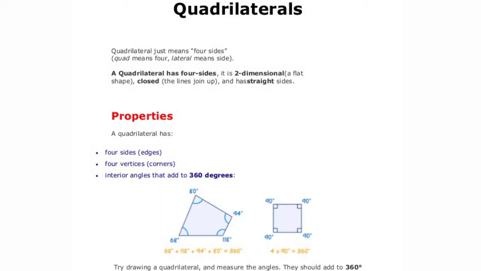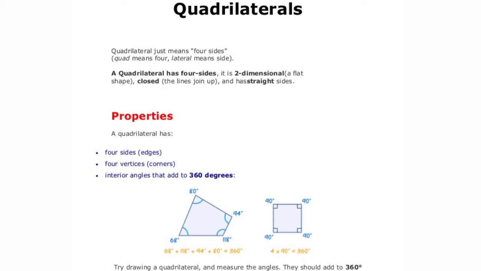So first of all, quadrilateral. Quadrilateral just means four sides. What is the meaning of quadrilateral? Quadrilateral has four sides. Quad means four, lateral means side. A quadrilateral has four sides. Understood, students? It is two dimensional, meaning it can be embedded on a flat surface, a flat shape. Closed, the lines join up, and straight sides, right students?